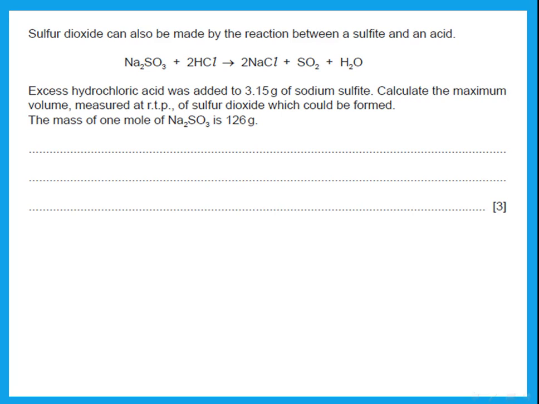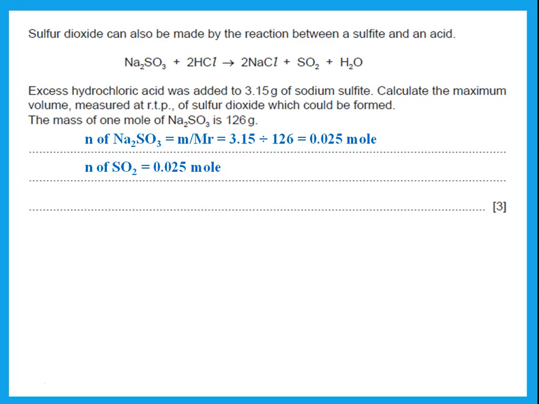Okay, so which information did he give me? He says 3.15 gram of sodium sulfite. And he gives me the information, the molecular mass. So the first thing I should do is get the number of moles of the sodium sulfite. Mass over molecular mass, that comes out to be 0.025 mole. Then, what is he asking about? He's asking about sulfur dioxide, the SO2. Now, I look at the equation. What is the number of moles of the SO2 relative to the Na2SO3? The sodium sulfite from the equation has the same number of moles as the SO2. So SO2 would be the same, 0.025 mole.